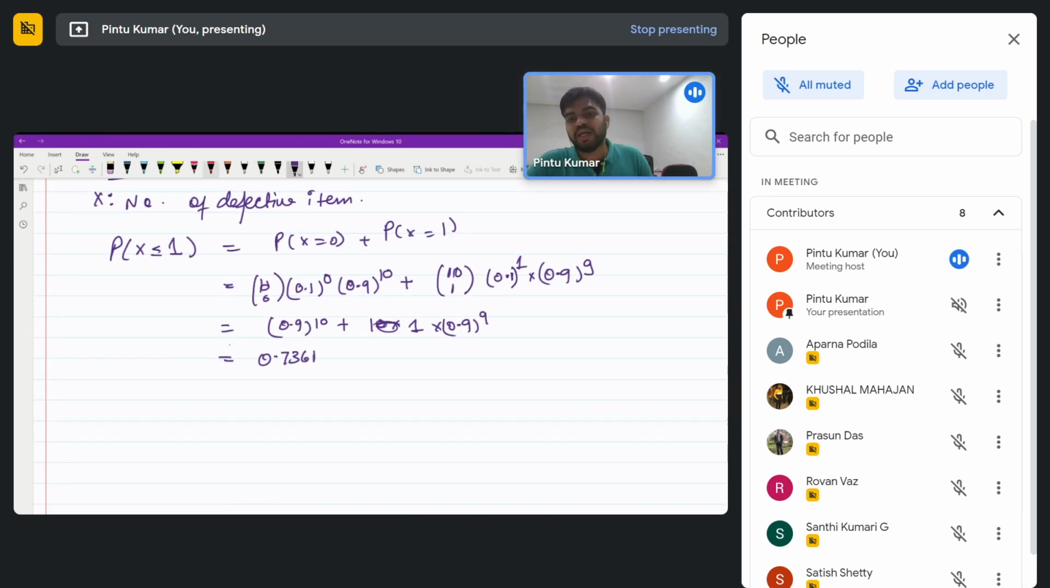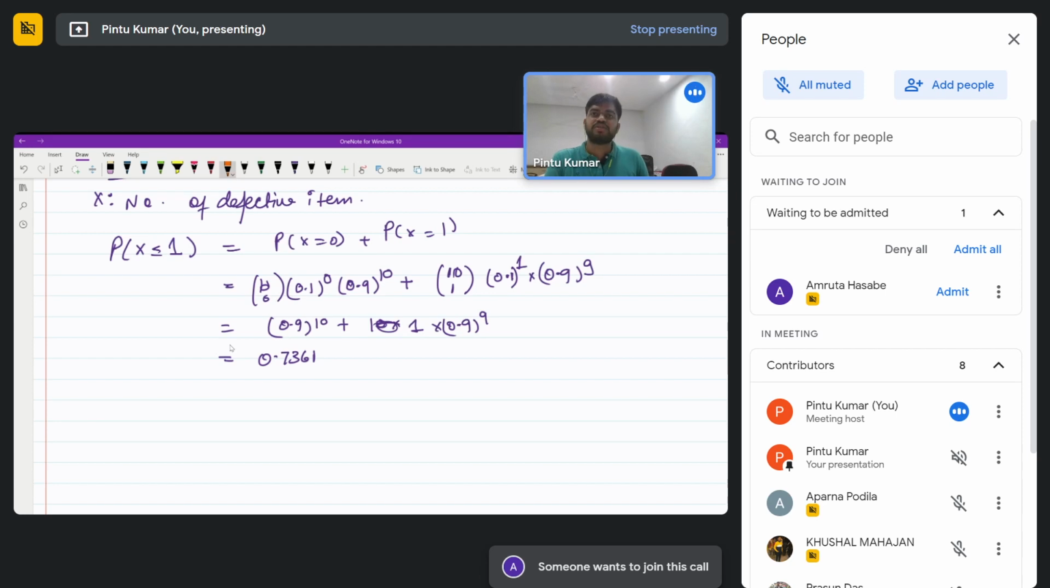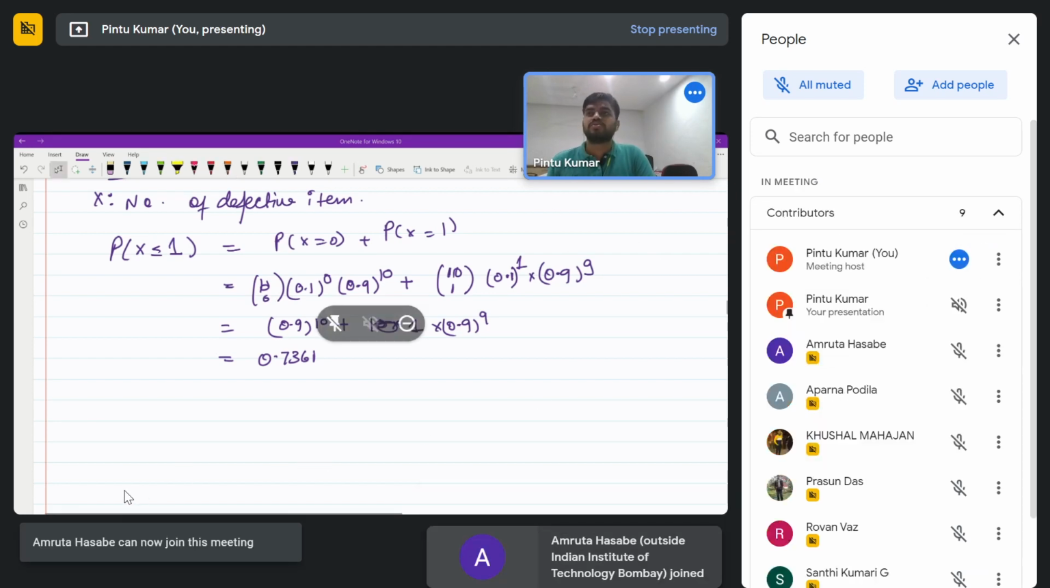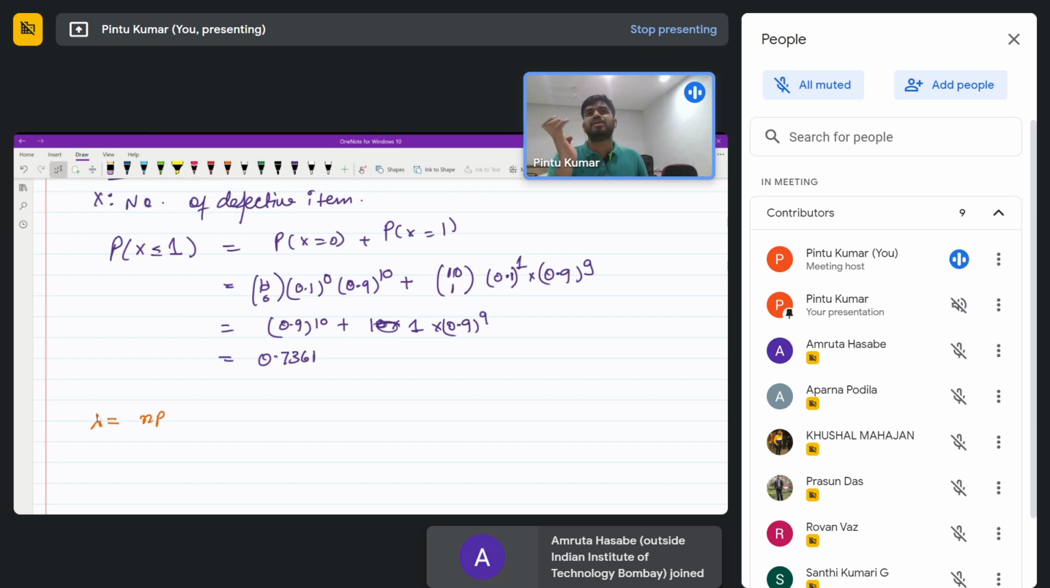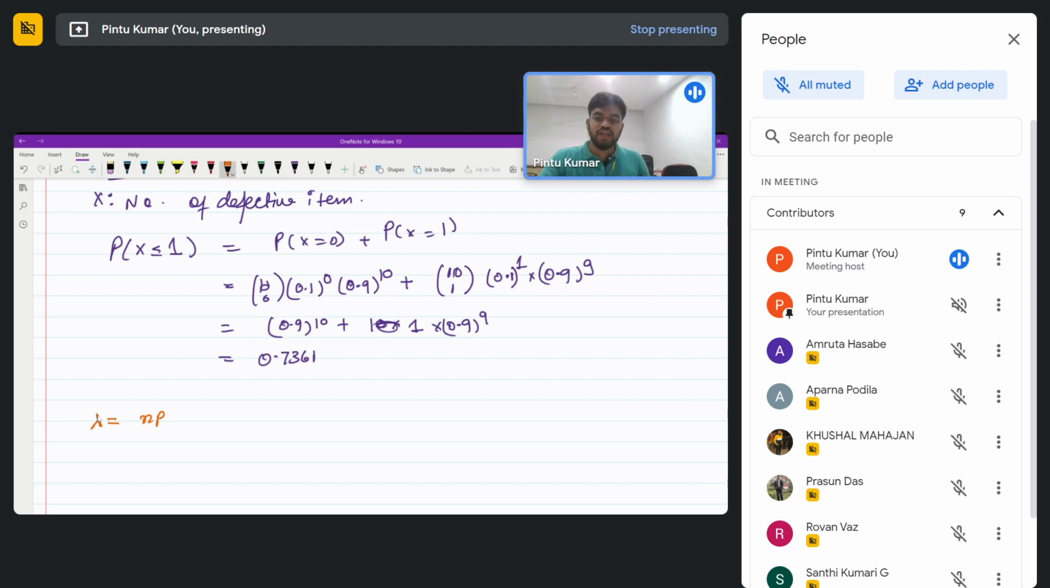Now we will attempt the same question through the Poisson distribution. For the Poisson distribution, lambda is equal to n into p. Although here n is not very large and p is not very small, you can still estimate it. The estimate might not be very good, but you can still do it. So your n is 10 and your p is 0.1, so you get lambda equal to 1.